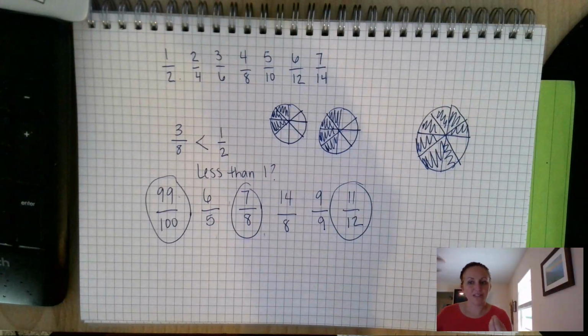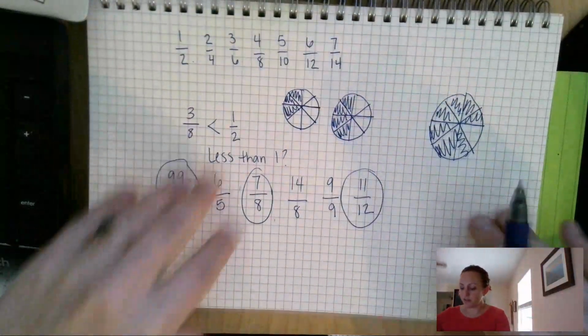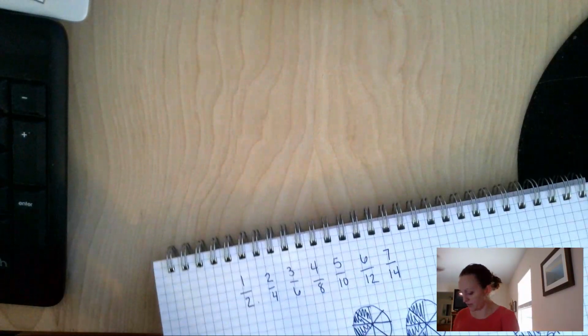I'm looking for the same numerator and denominator. Now, I mentioned it before, let me flip to a new page here. I mentioned in one of the other videos that I was going to come back to this: fractions greater than 1. We do have fractions that are greater than 1.